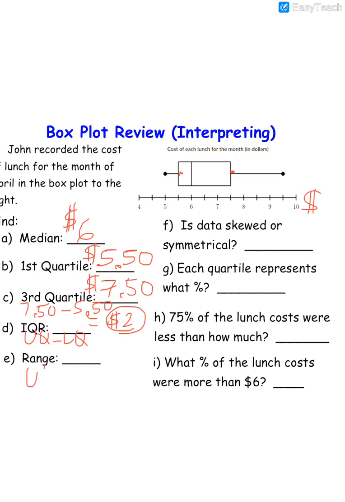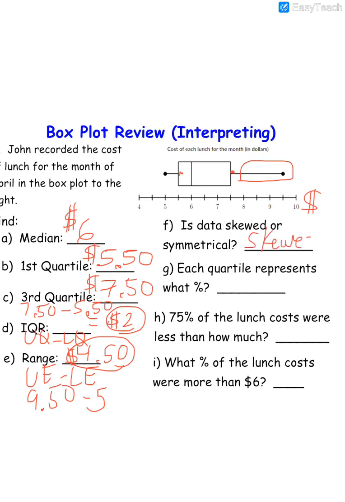Range is my upper extreme minus my lower extreme. In this case, it is $9.50 minus 5, so $4.50 is my range. Is the data skewed or symmetric? I feel like this whisker is pretty long compared to this whisker. I'm definitely going to say that it is skewed. I'm probably going to say that it is skewed right, so the tail is sort of on the right-hand side.